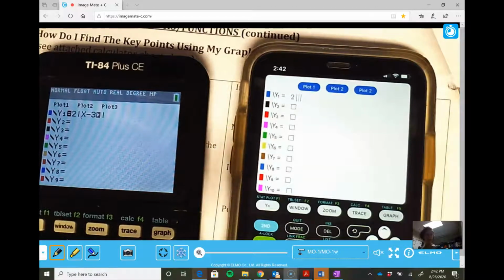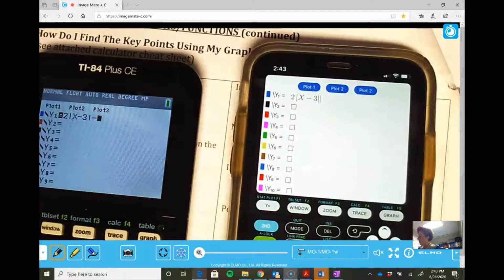And then to get out of the absolute value bars, I'm just going to arrow over. So on the x minus 3, arrow over. And then I need to get this minus 4. So same thing here, minus 4.